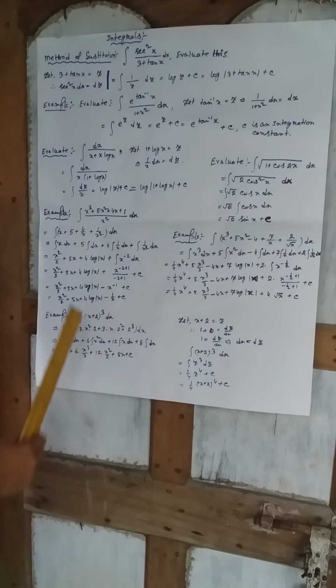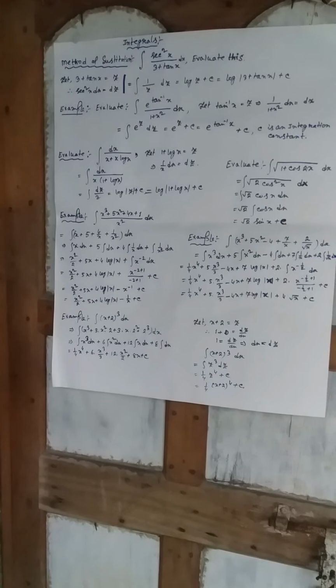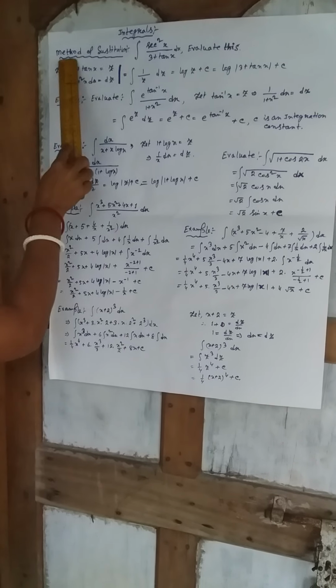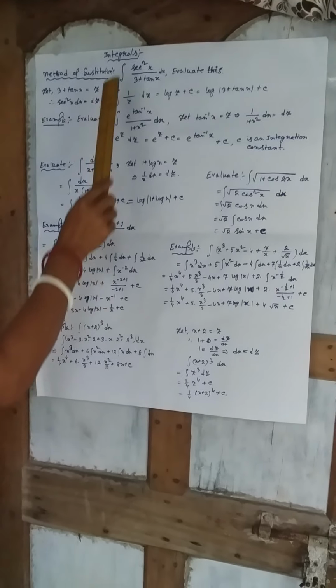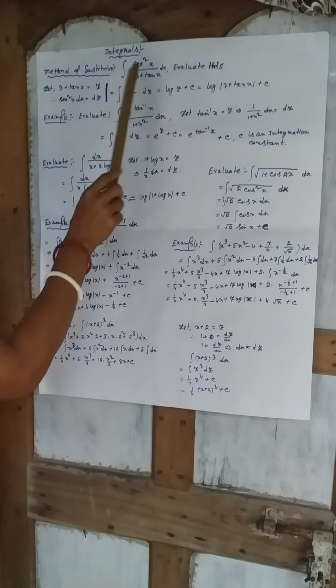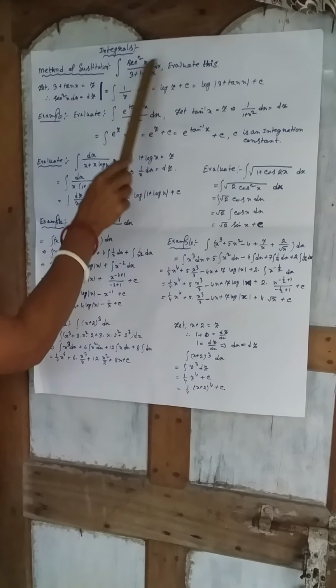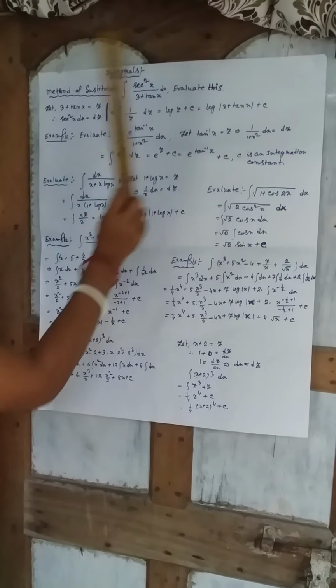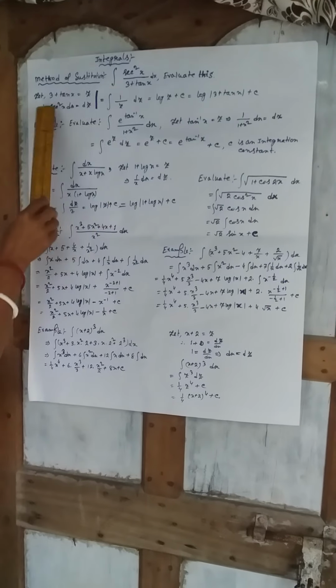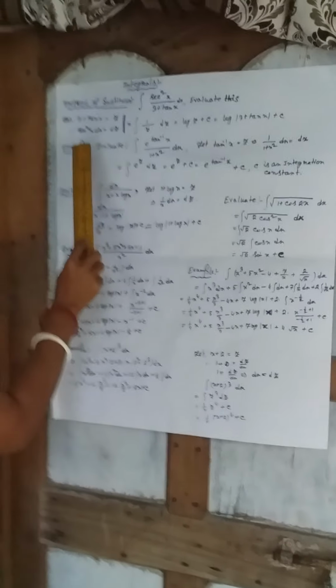Today also I will start the chapter Integrals. Today's topic is the method of substitution. Now, for example, integration of sec square x by 3 plus tan x dx. Evaluate this. Now, put 3 plus tan x equal to z.